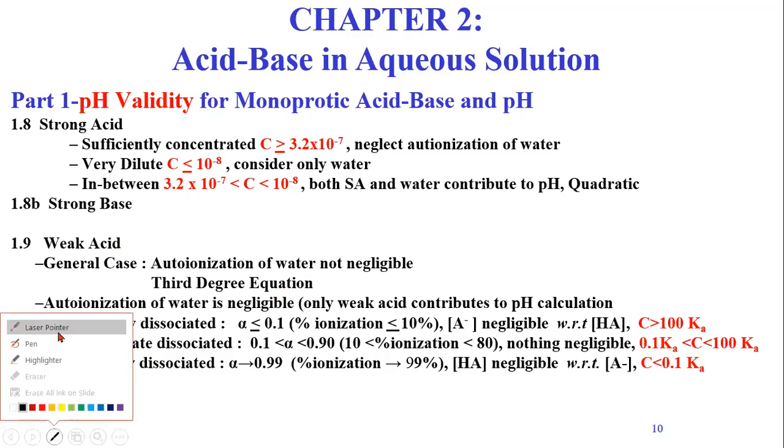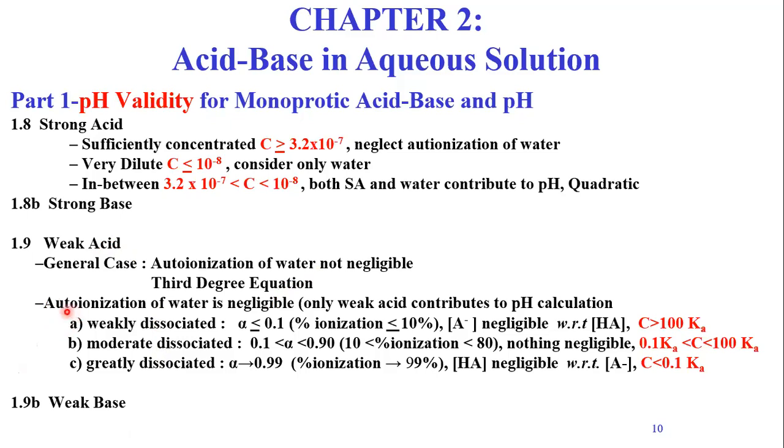In that sense, all the pH calculations of the weak acids which we had already looked into were the case when we were not looking at the effect or the contribution of water towards acidity. It was only the acid dissociation that we were looking at, which gives me a pH value.